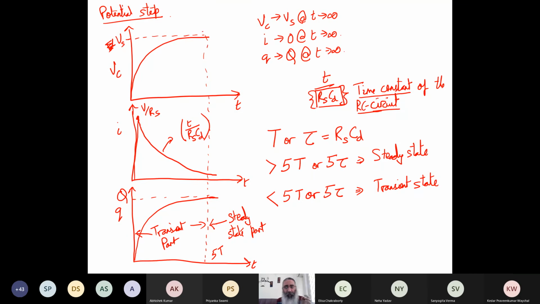So the transient part being the domain where you will see a continuous evolution of potential, current, or charge stored in the capacitor, and the steady state part being that either the potential, current, or the charge is set to not change with respect to time. And all this is for a potential step that is given as an input. Is this clear so far?